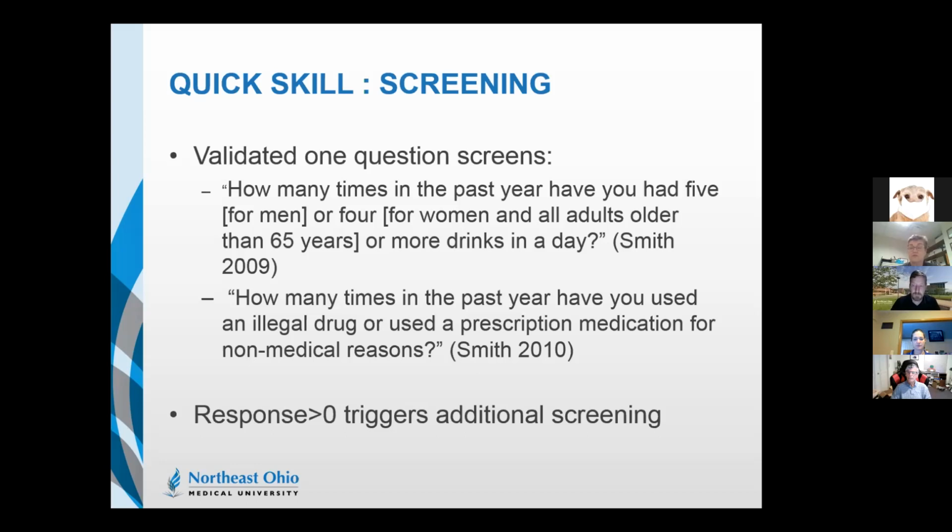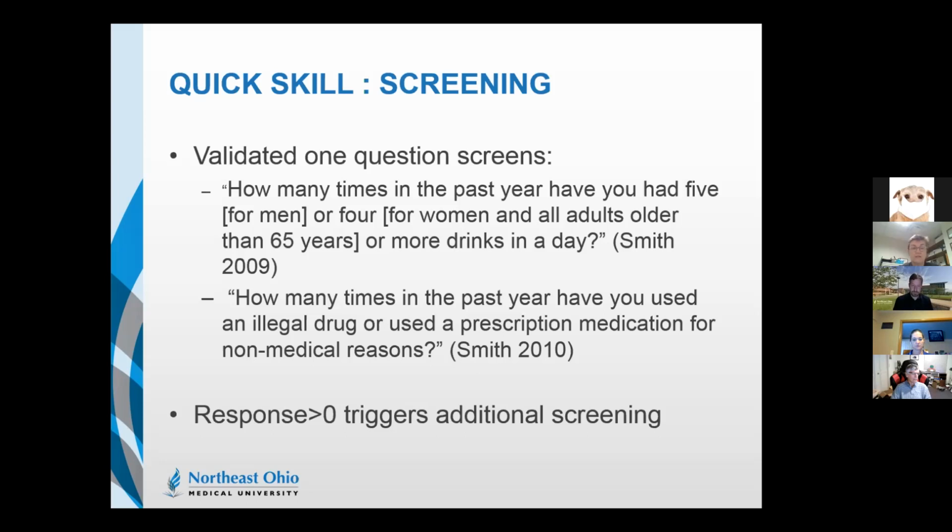This is how these questions stand now because they're validated in this study by Smith that said if we want to distinguish between people that may have a problem related to drinking versus those that probably don't, this is the question to ask until our social norms change. Smith also did some work to validate this question.